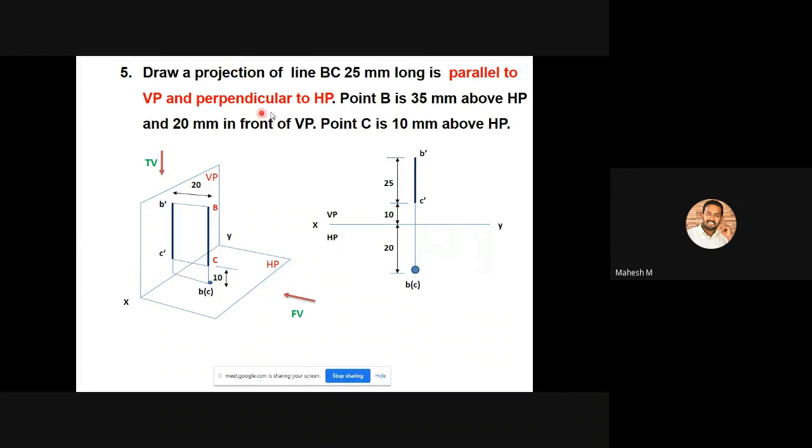Okay, so the true length of this line is 25 millimeter. The name of the line is BC and the true length is 25 mm long.